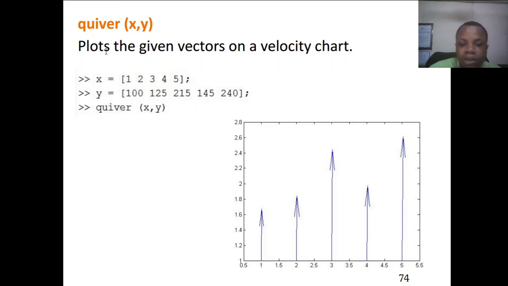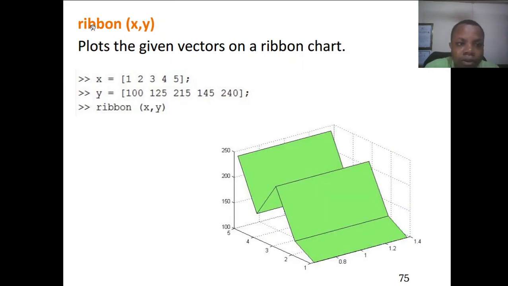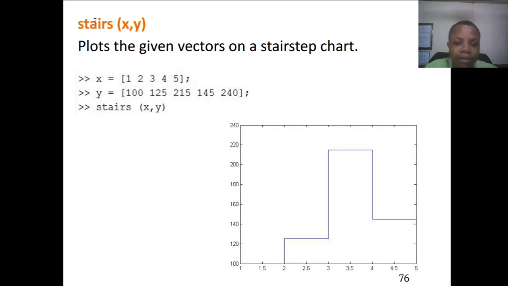You could also plot the quiver plots, and that is exactly what you see in here. In this case we are using the function quiver. You specify x and y, and that gives us our quiver plot. We will also plot ribbons, and that is our ribbon using the ribbon function x and y, and that will give you this nice plot that we have. We could also plot in the form of stairs. We use the function stairs, and this is just going to plot them as we have in here.